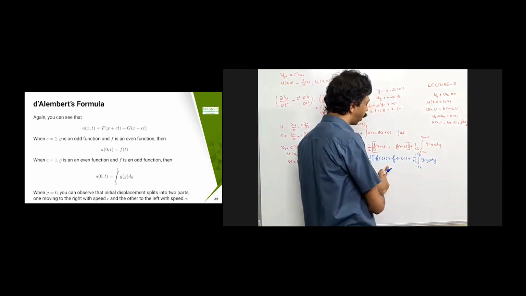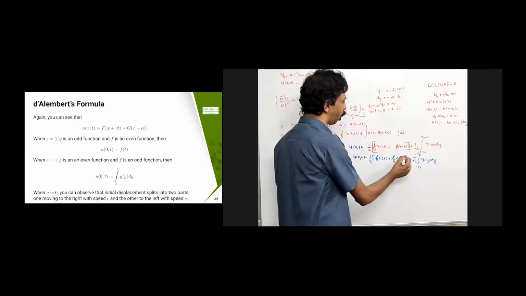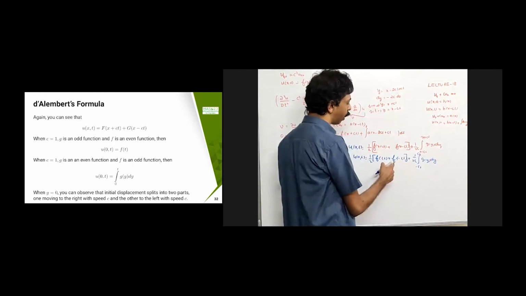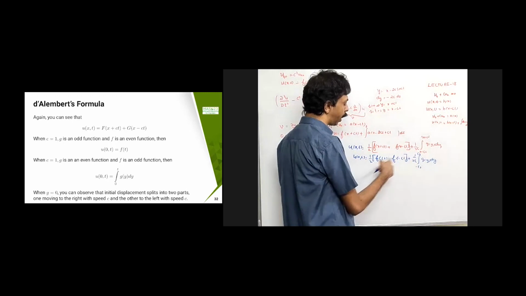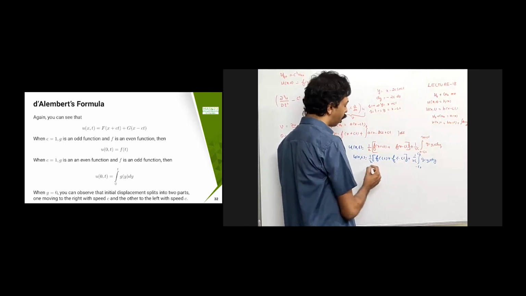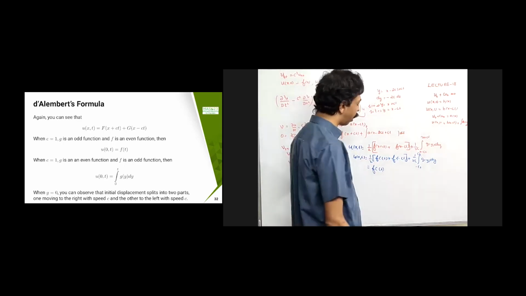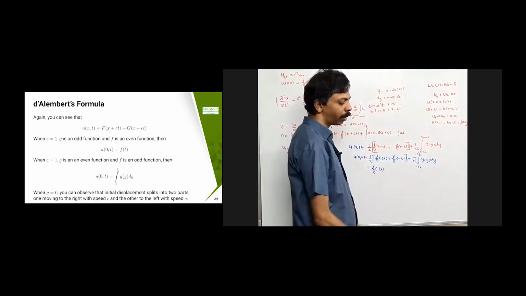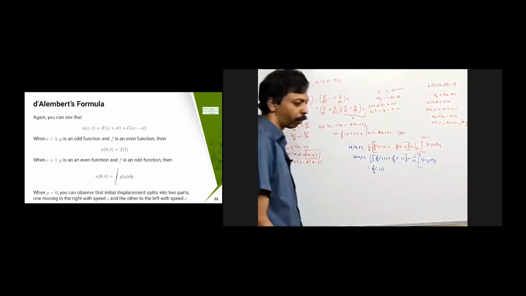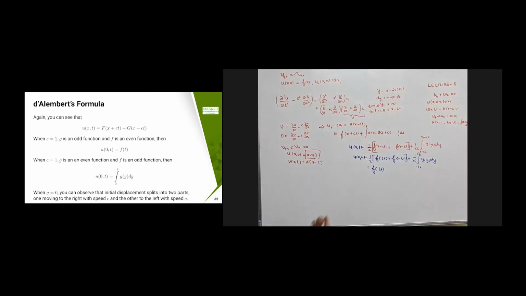Since f is an even function, f of ct and f of minus ct are the same. So in that case you get only f of ct. So u of 0 comma t is going to be f in terms of t, or you can take some constant, and with c equal to 1 it is f of t.